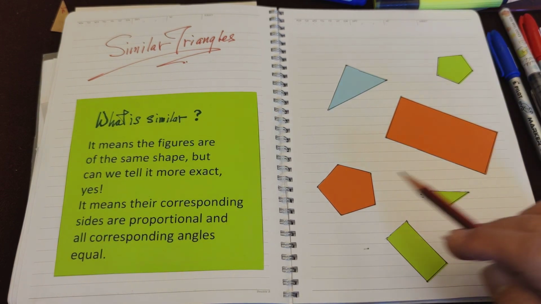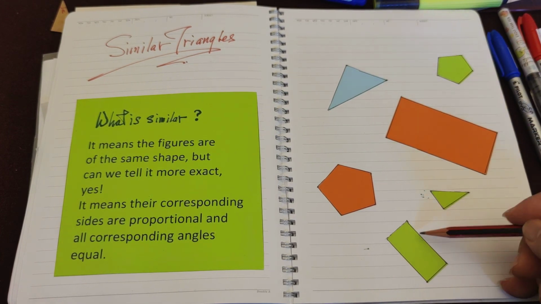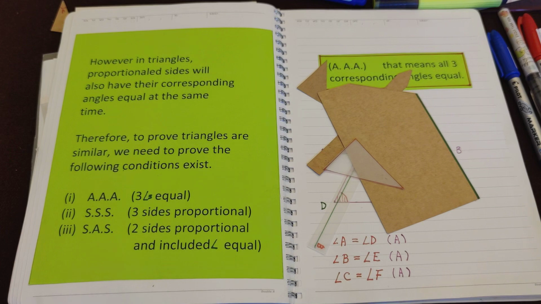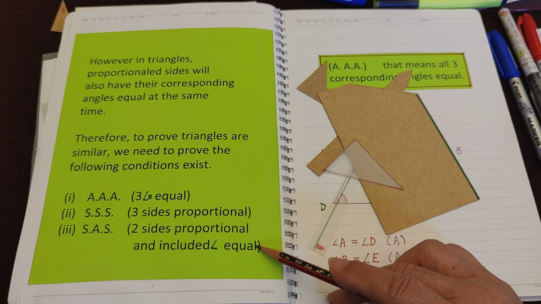Here we can see that these two pentagons are similar. So are these two triangles and these two rectangles. However, in triangles, proportional sides will also have their angles equal at the same time. Therefore, to prove triangles are similar, we need to prove that one of the following conditions exists. The first is AAA, three angles equal. The second is SSS, three sides proportional. And the third is SAS, two sides proportional and the included angle equal.